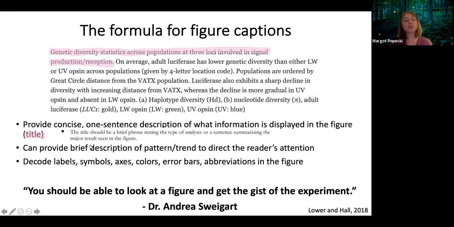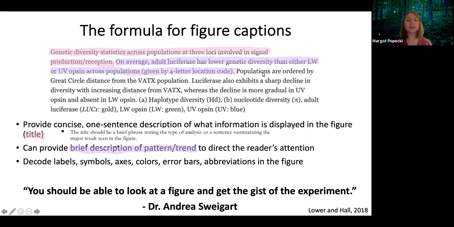Now, it's also helpful to provide a brief description of the patterns or trends that you really want the reader to notice. Sometimes I'll read papers and I'll just look at a figure and feel overwhelmed. There's so much going on. By providing this brief description of a pattern or trend for the reader, you're essentially highlighting it for them. You're telling them what to pay attention to. So that's what they're doing here. They're describing the trend: on average, adult luciferase had lower genetic diversity than either LW or UV opsin across populations. So they're being very clear about this.